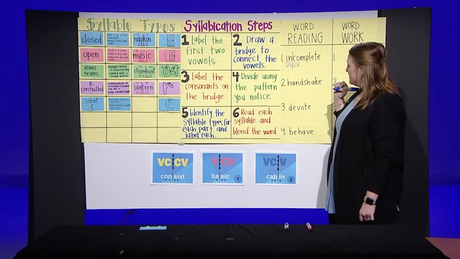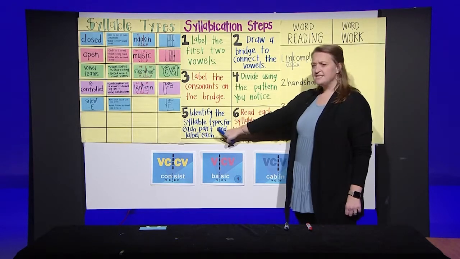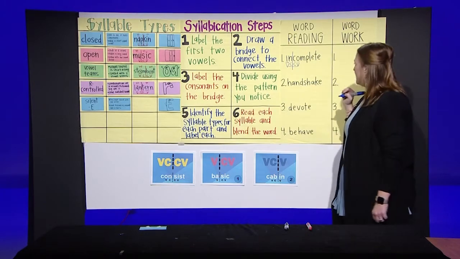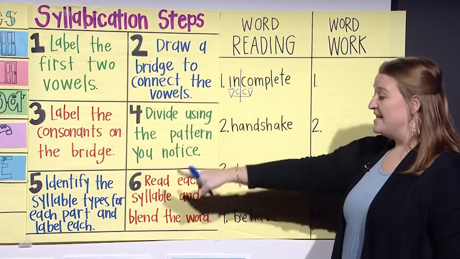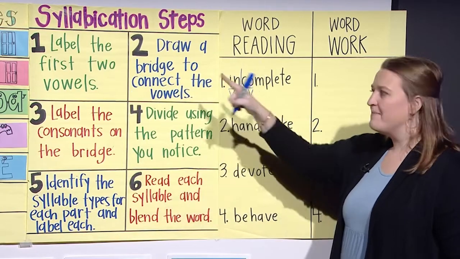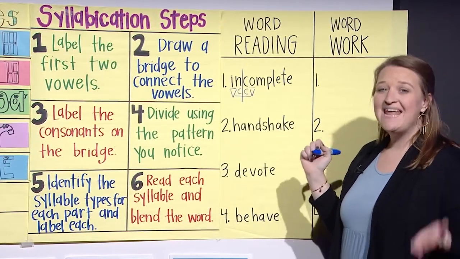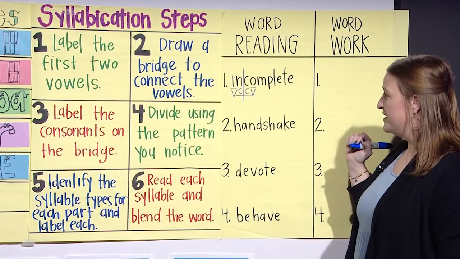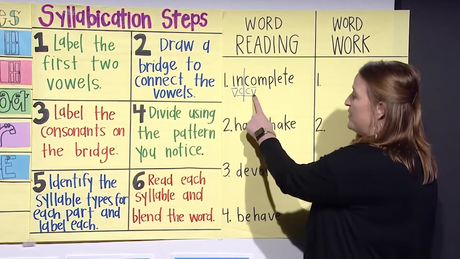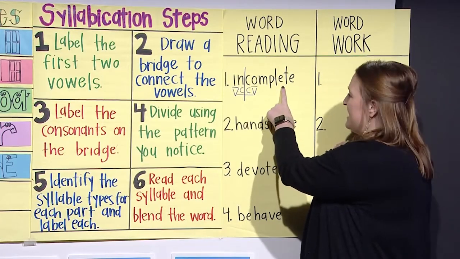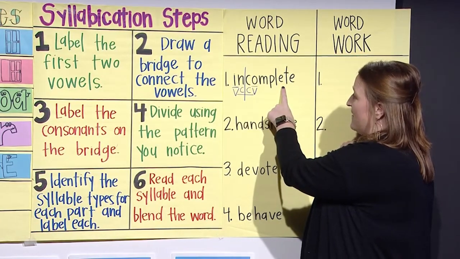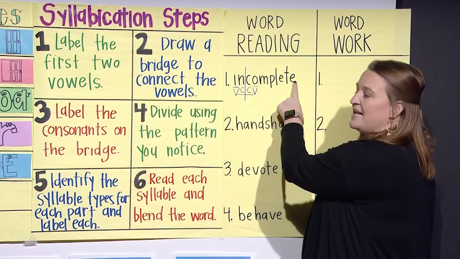But you know what? Step 5 tells us to identify the syllable types. But I see another vowel. So before I can identify the syllable types, I've got to go back to step 1 and label the next two vowels that I see. So we're going to start with O. And what's the next vowel that I see? It's E. And I see that it's followed by a consonant and another E.